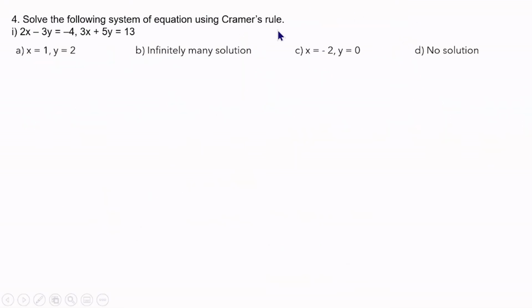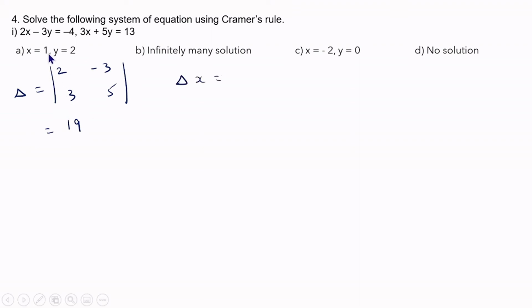Now moving on with the exercise question, the fourth one: solve the following system of equations using Cramer's rule. First subdivision, 2x minus 3y equal to minus 4, 3x plus 5y equal to 13. So we have the various options. For Cramer's rule, first we have to find delta. Delta is the determinant of the coefficient matrix. So it is 2, minus 3, 3, 5. So this is equal to 10 plus 9, 19.